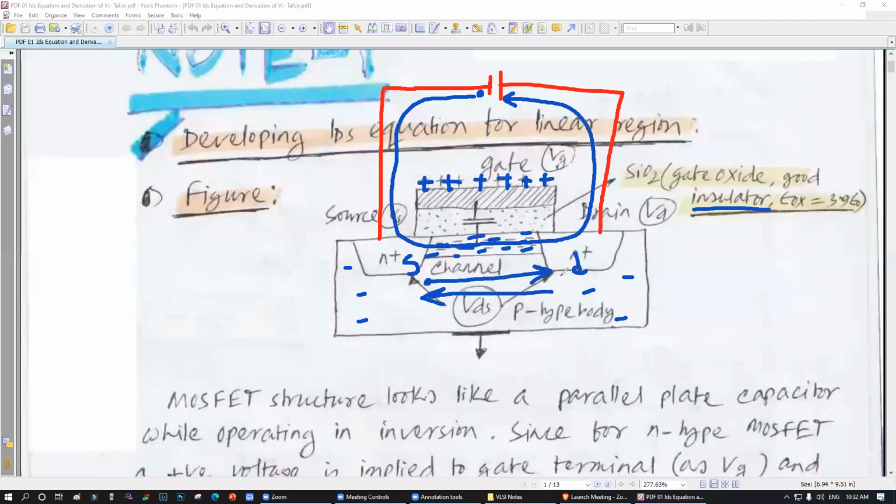Electrons are going from source to drain, so current is going from drain to source. That's why it is called I, meaning current of drain to source. Drain to source current. Now there are ways of increasing this current.